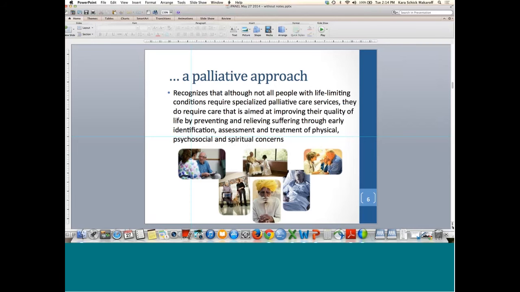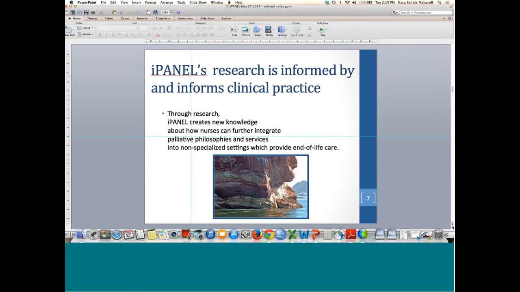Going back to a broader perspective, the palliative approach really recognizes that not all people with life-limiting conditions require specialized palliative care, but they do require care that's aimed at improving the quality of their life. For me, this is a very significant link, particularly because conceptually, I've been looking a lot at quality of life, and I think there are fabulous linkages between this and people who live with illnesses that are life-limiting.